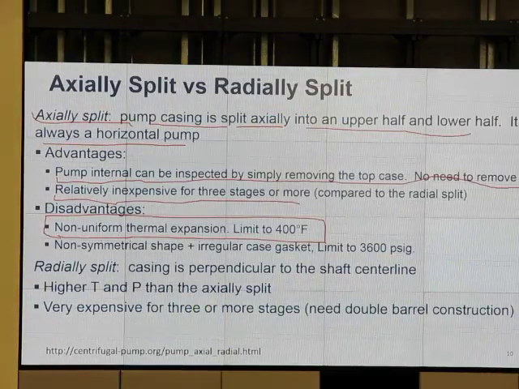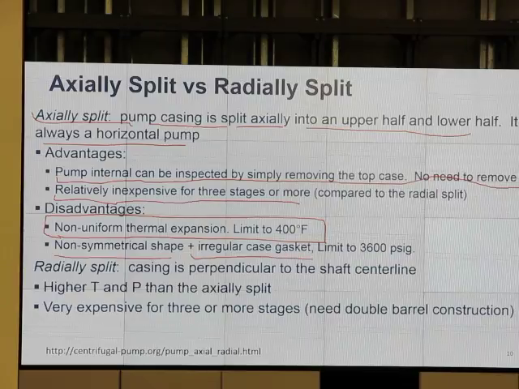Okay, so we have the temperature limit of 400 Fahrenheit. Okay, non-symmetrical shape, irregular casing gasket. So we have to limit the pressure. We have the pressure limit too. So basically, an axially split pump will have more limitation on temperature and pressure.